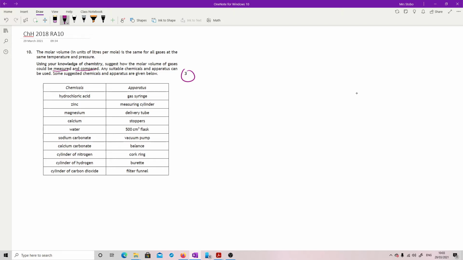If you just talk about the measured and you don't talk about compared, then I would expect the maximum you get was 2 marks. Similarly with the comparison. They're giving you some suggestions of chemicals and apparatus, and you have to choose what you would do with them. Okay, so we're looking to compare molar volume. So molar volume, just to be absolutely clear, is your volume divided by your moles.